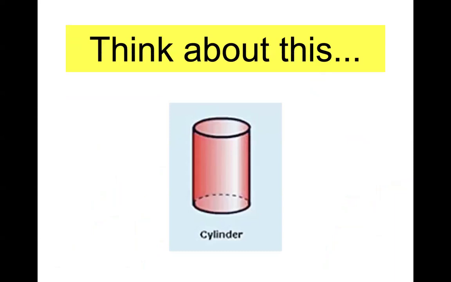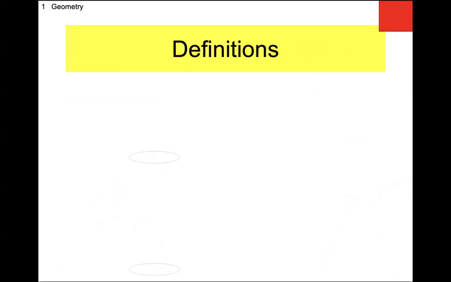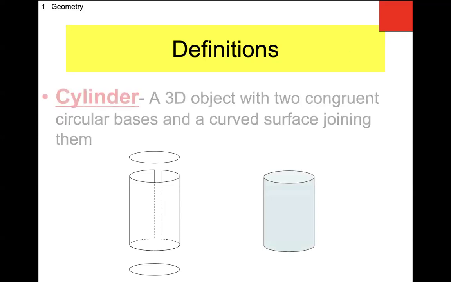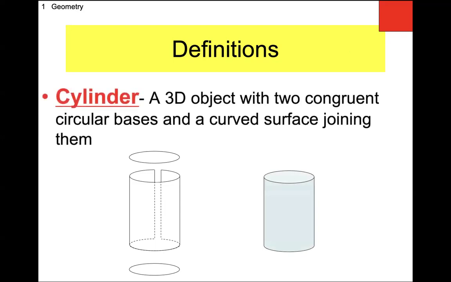All right, so think about this. Take a cylinder. We're familiar with cylinders. So what is a cylinder? A cylinder is made up of two congruent circles that are parallel to each other, and then connecting those two congruent parallel circles is, well, it sure looks like a rectangle that has been turned into a circle, and that's what it is, and that's what makes a cylinder. So a cylinder is a 3D object with two congruent circular bases and a curved surface that's actually a rectangle that joins those two circles.